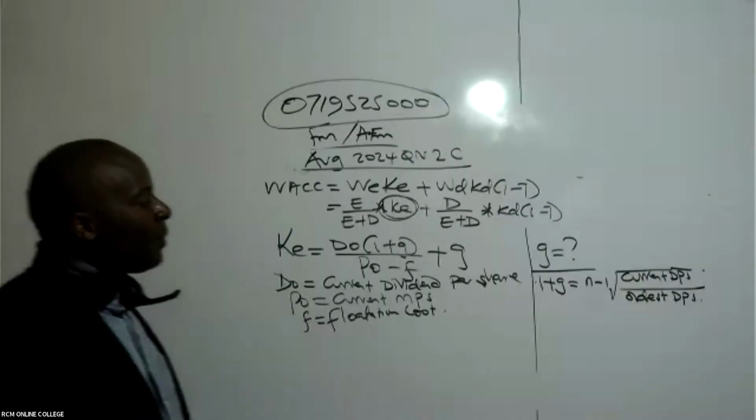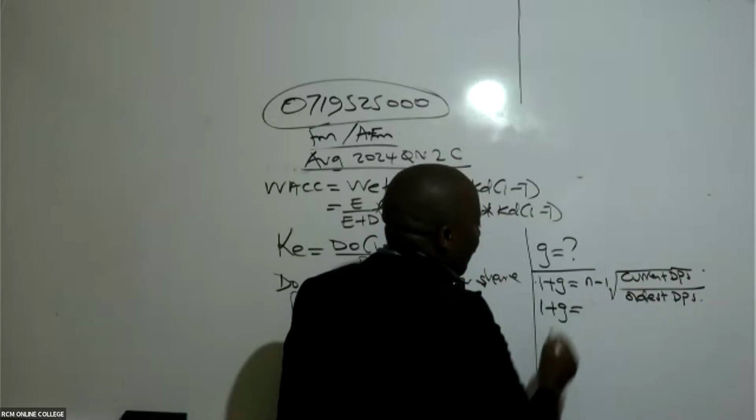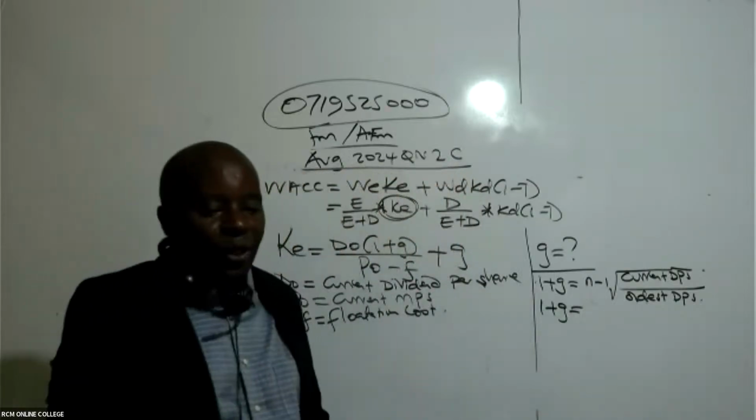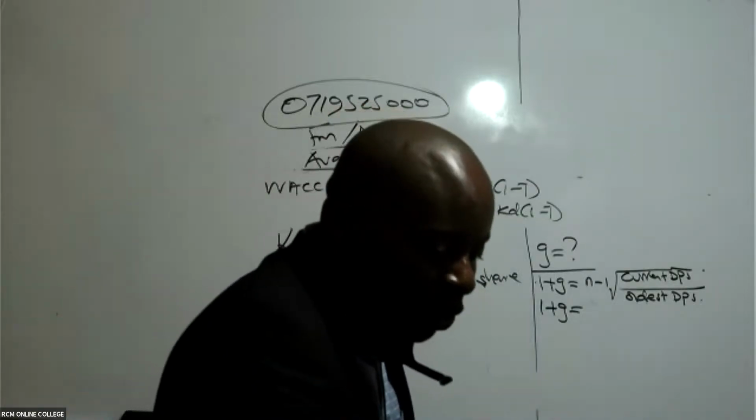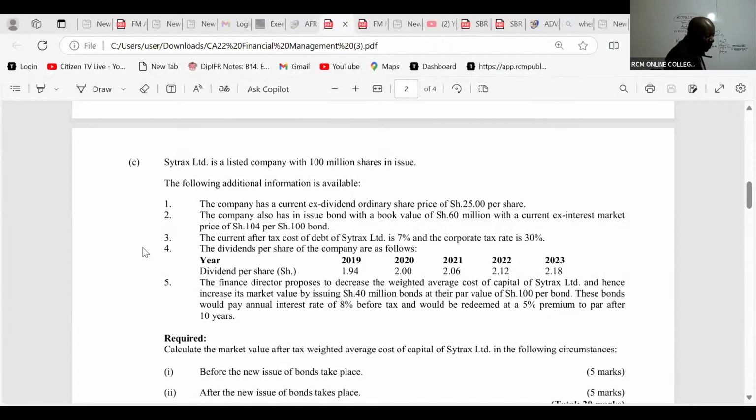Then what do we have here, my friends? The growth rate in dividends. Please see the question provided. They have given the dividend amounts. Here, in note number 4, the dividends per share of the company are as follows. From 2019, they have given us these dividend amounts.